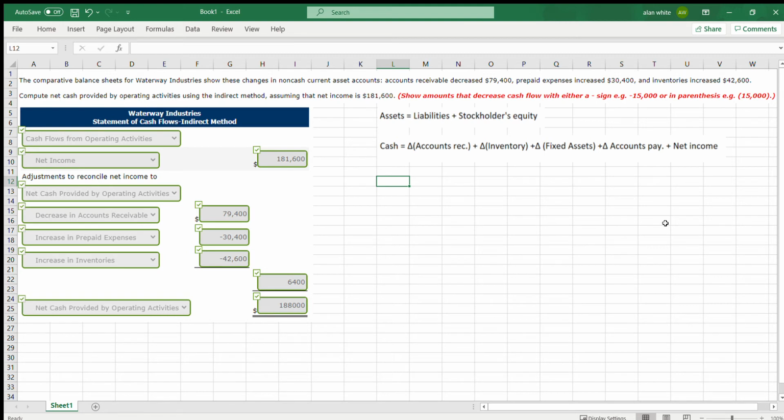I'm going to be going over how to do problem 6 in our homework about the statement of cash flows in week 13, chapter 12.